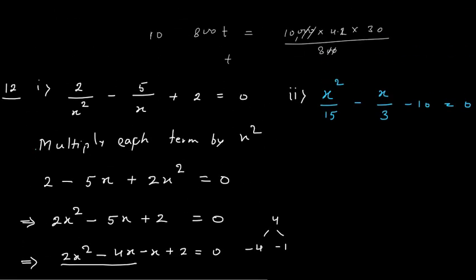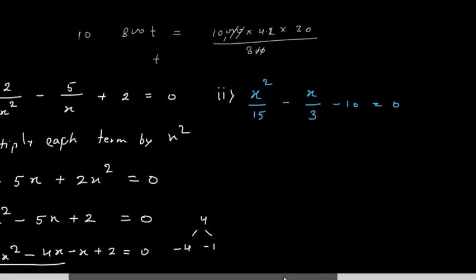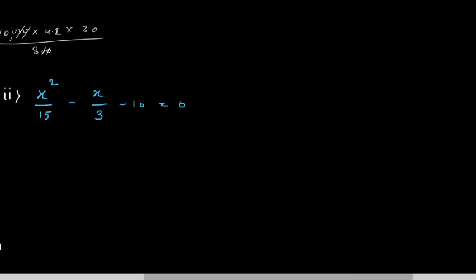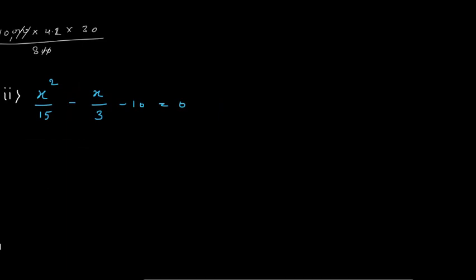Now let us see this second question. So let us move on this side. Now here in the denominator, here we have 15, here we have 3. So if we take the LCM of the denominator, we will get 15. So now here I will multiply each term by 15. So here I will get x square. When this is multiplied by 15, 3 fives, so I will get 5x. And this when multiplied by 15, we will get 15 into 10, that is 150.